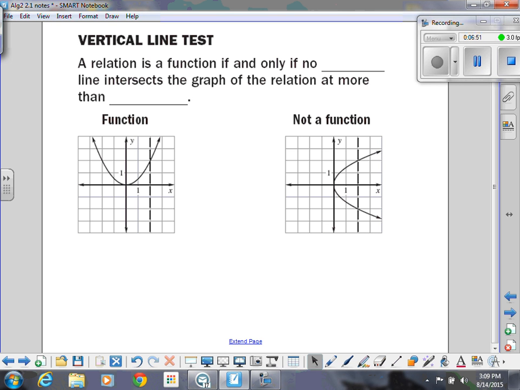So let's talk about the graphs for a minute. We have this special test that we can do to see if it's a function. It's called the vertical line test. And all that says is a relation is a function if and only if no vertical line, so it has to be a vertical line, it can't just be any line, intersects the graph of the relation at more than 1 point.